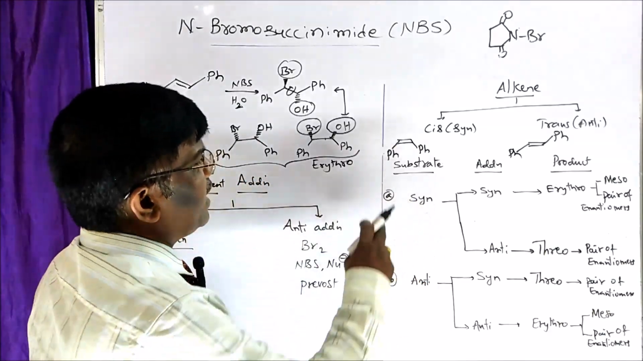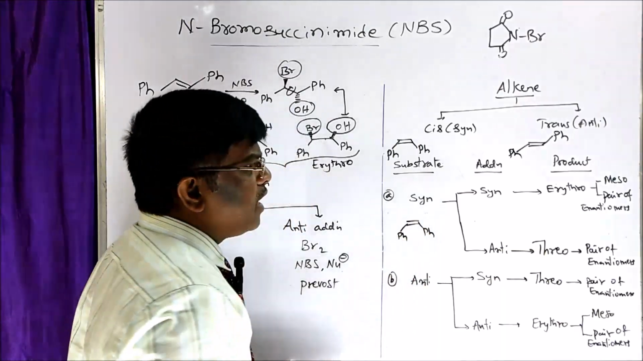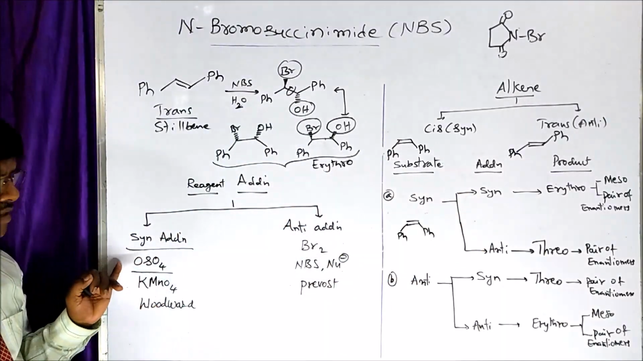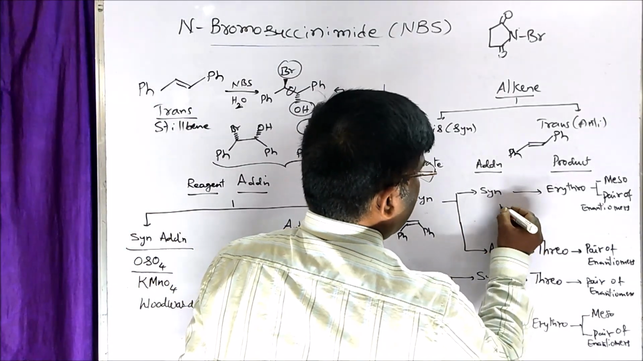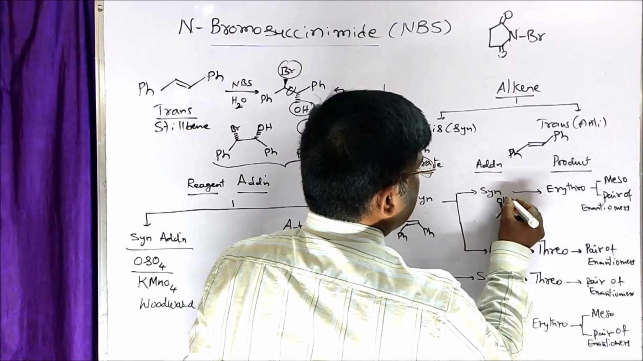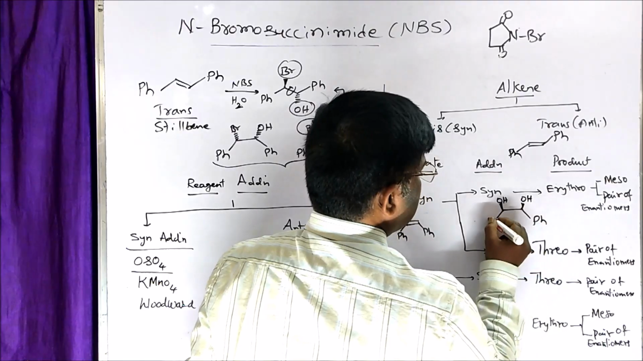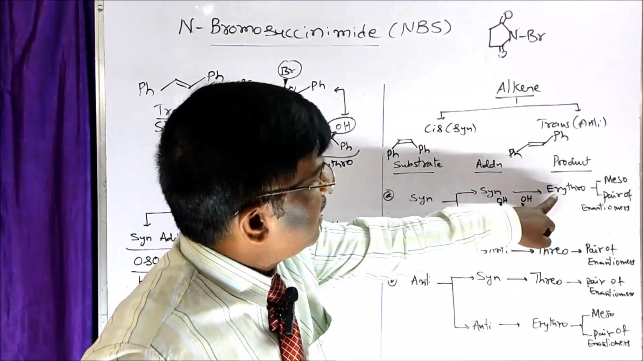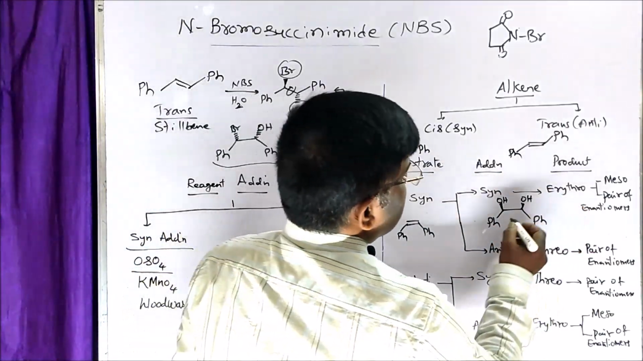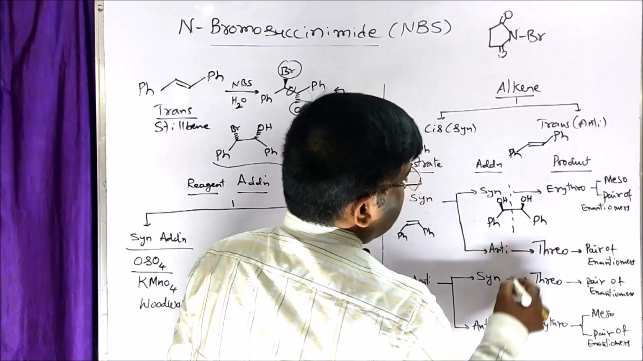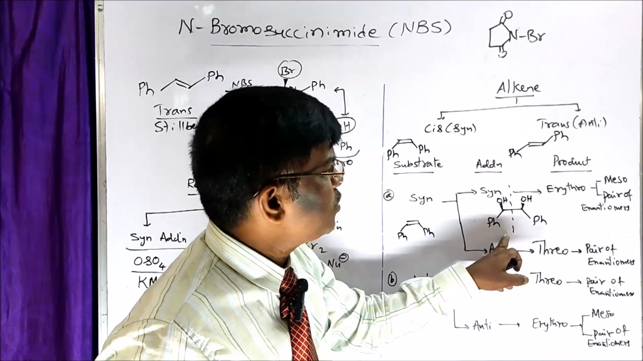For example, if I take a syn substrate, this is the syn substrate or cis stilbene, and do the syn addition. A common syn addition reaction uses osmium tetroxide. Let us take osmium tetroxide. So what are we going to get? Osmium tetroxide is a syn addition. You are going to get this syn product. This is nothing but erythro. Two groups are on the same side. Since it is symmetric, the plane of symmetry is here, so this is a meso compound.